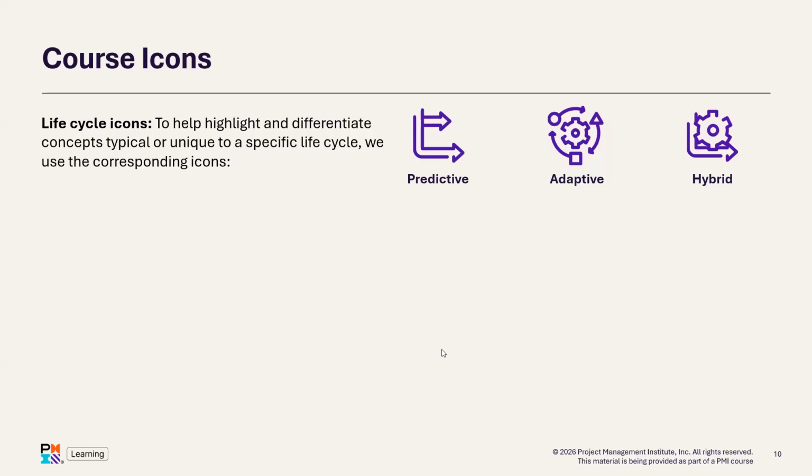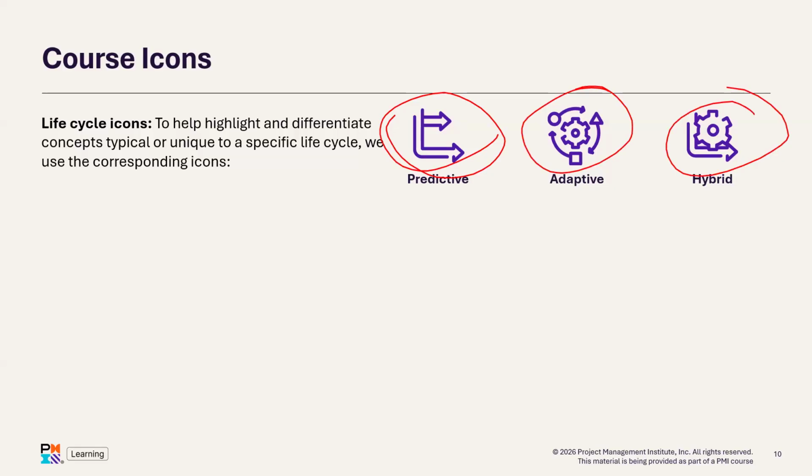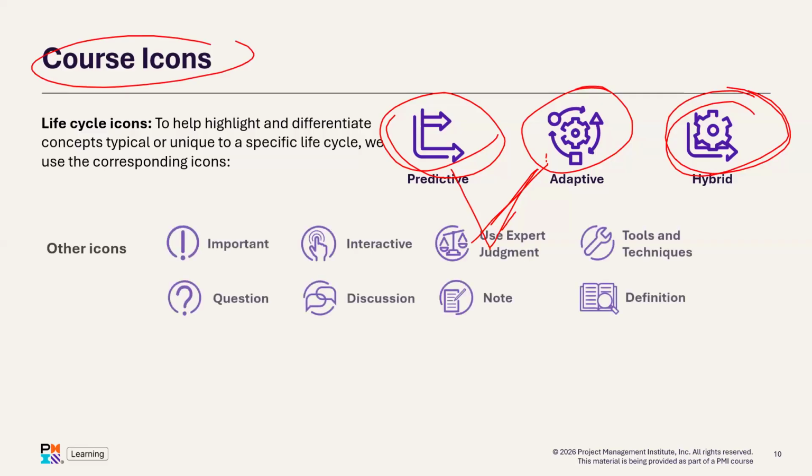So when we are discussing an approach or a principle or a methodology, and it is a predictive methodology, you will see this icon. If it is adaptive, you will see this icon. If it is hybrid, you will see this icon. So this is predictive, this is adaptive, and when we combine predictive and adaptive, we have hybrid. That is what you see here. So get used to the course icons.